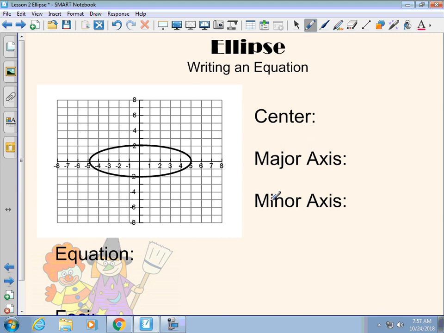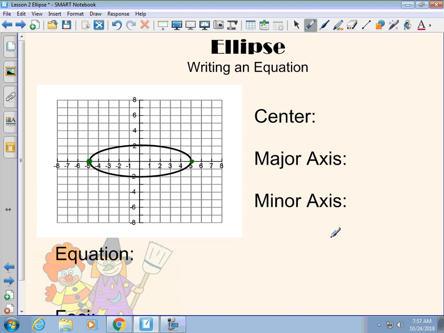When they give you problems that have the full major axis length, they're talking about from endpoint of the ellipse to another endpoint on the ellipse. Okay, so then that's when we're going to take that half.